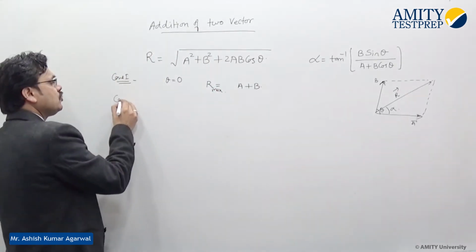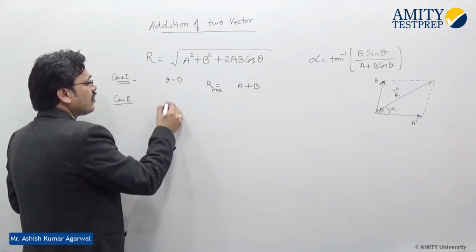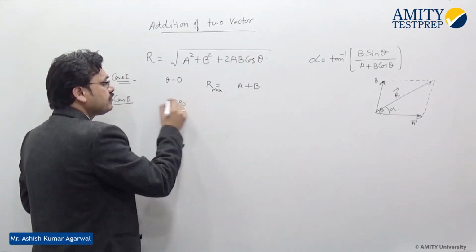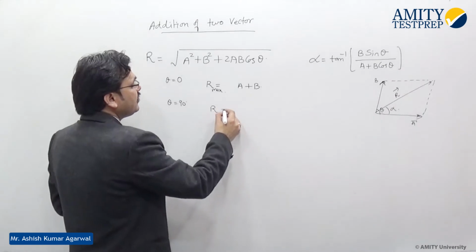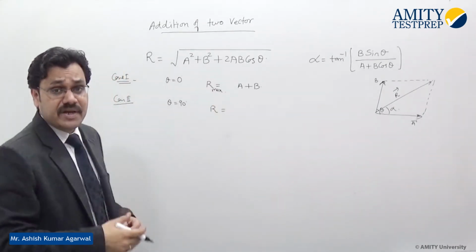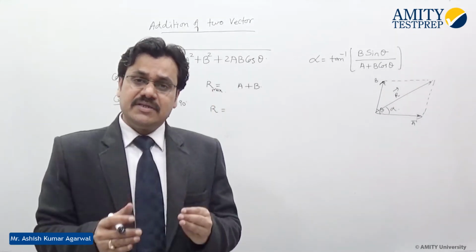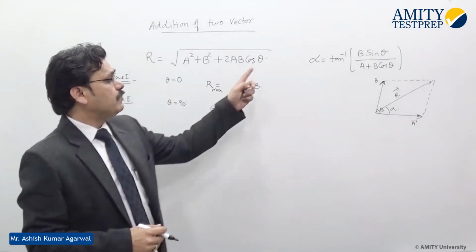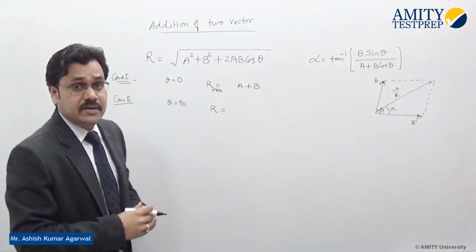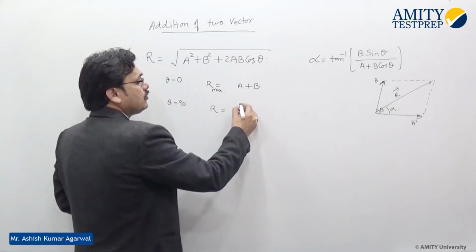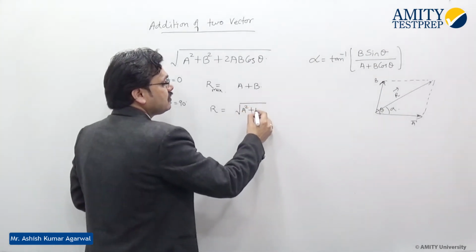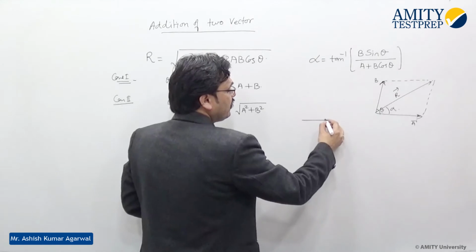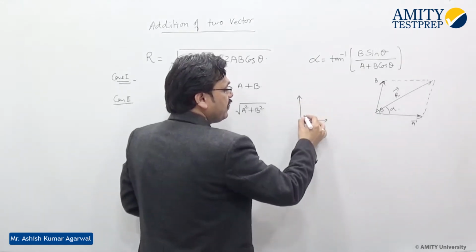Now, case 2, if theta is 90. As we know, the value of cos 90 is 0, so we put 0 here. So we get R equal to the square root of A squared plus B squared, when the two vectors you are applying are perpendicular to each other.